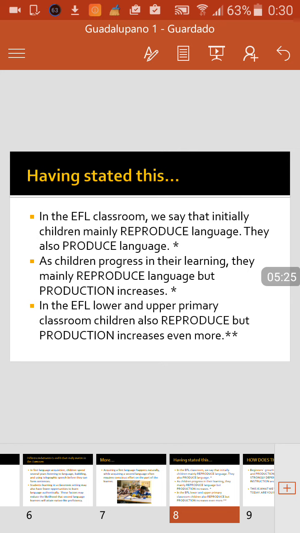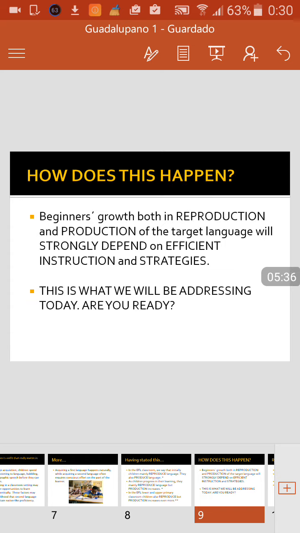As children progress in their learning, they mainly reproduce, but then they also produce. And production will increase, of course. And what will this depend on? Of course, this reproduction and production will strongly depend on the efficient strategies and efficient instruction from the teacher. So let's see.